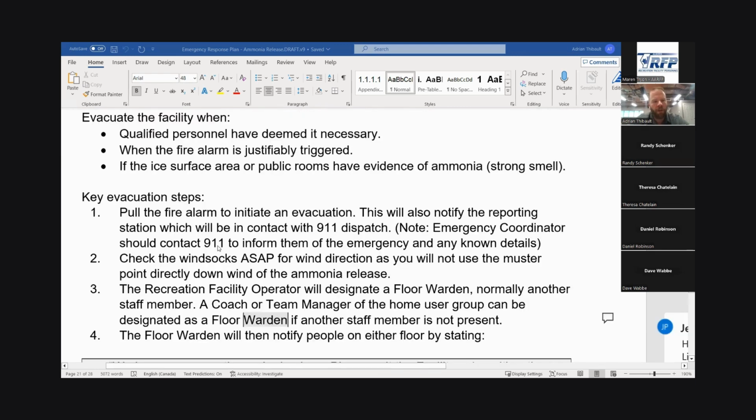So, evacuation procedure, that's that odd situation that you've now got ammonia in the building. Again, like I say, unless you have ammonia under your floor or in your brine system because your chiller is compromised, there's not going to be a lot of situations where you've got ammonia in your building.